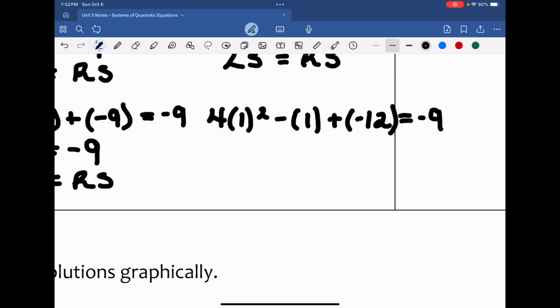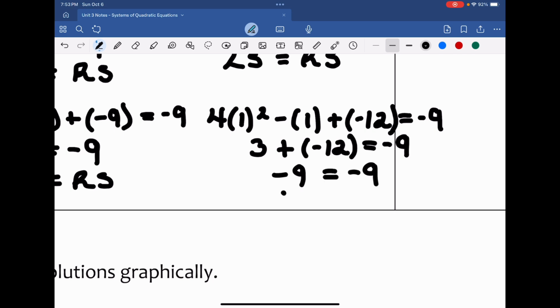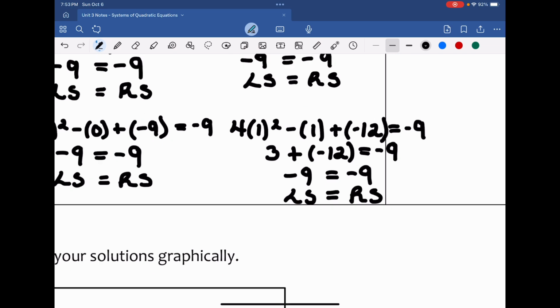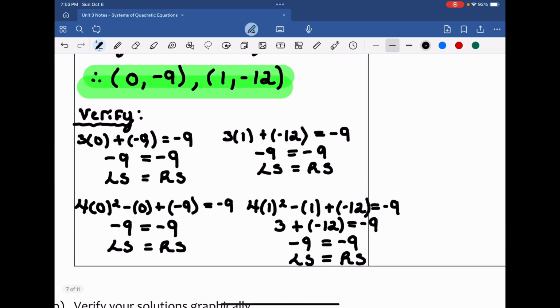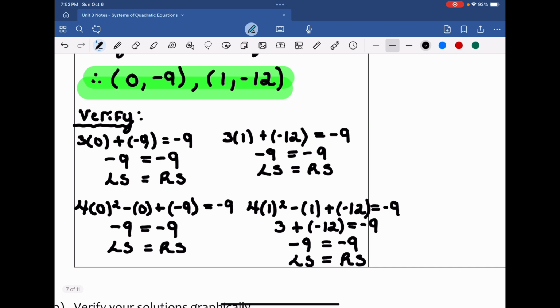1 squared is just 1. 4 times 1 is 4. Minus 1 is 3. And then if we do this, it's going to be 3 plus the -12 is supposedly equal to -9. Yes, 3 minus 12 is going to give us -9, which is equal to -9. And our LS, or left-hand side, equals our right-hand side. Perfect. There we go. It actually does work for both equations. We're happy. We're satisfied. All great.